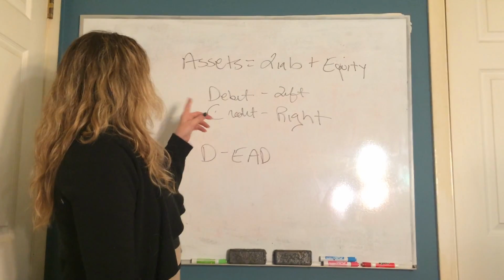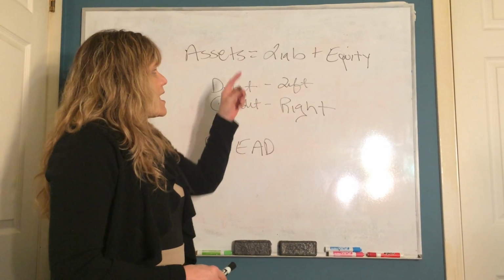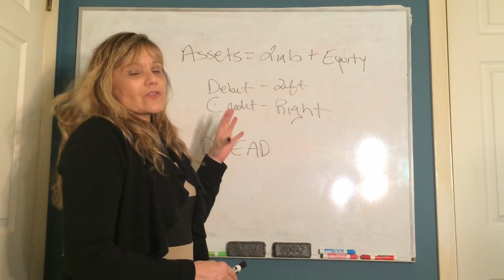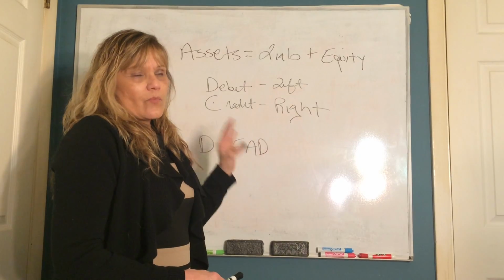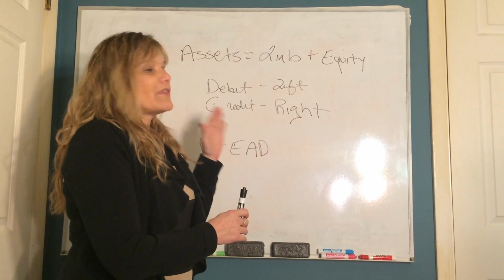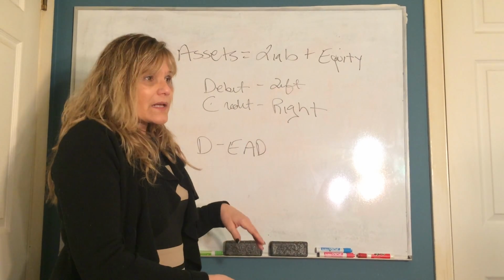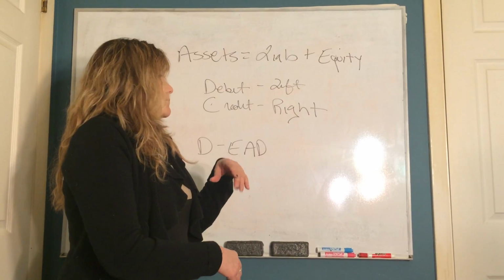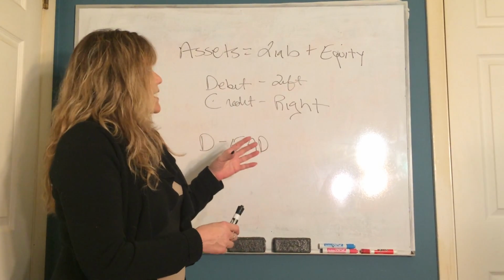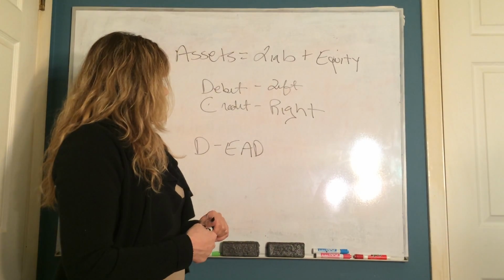But first I just wanted to always remind you, assets equal liabilities plus equity. This equation must always be in balance. So when you are doing journal entries, remember that in the end, the debits must equal the credits. You could have 2 debits, 1 credit. You could have 1 credit, 2 debits. However you're doing it, in the end, they have to equal each other out. Your debits must equal your credits.